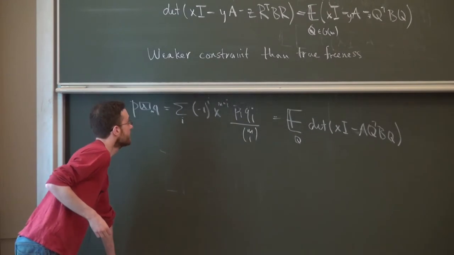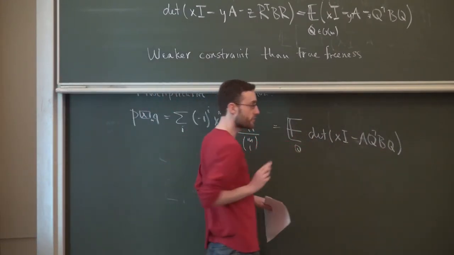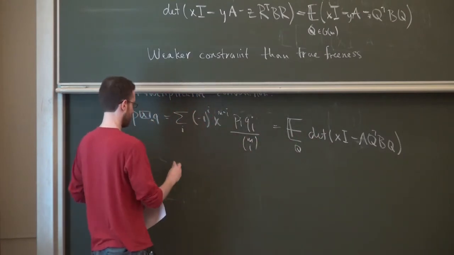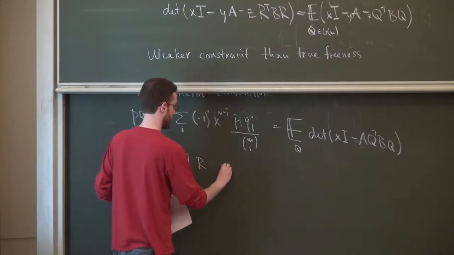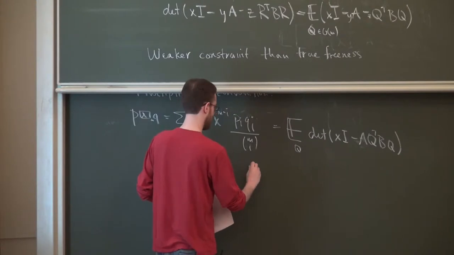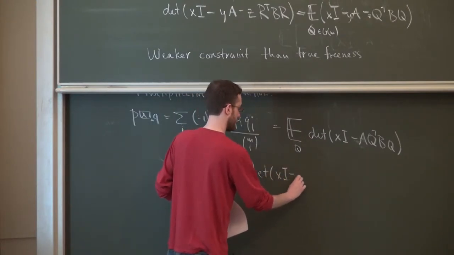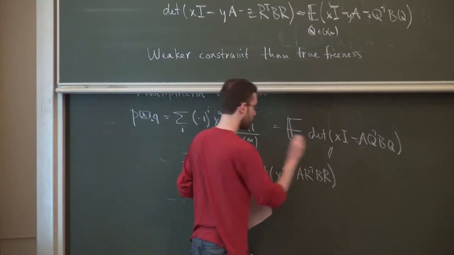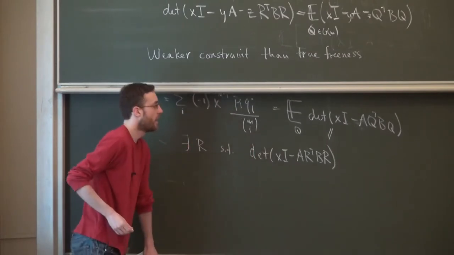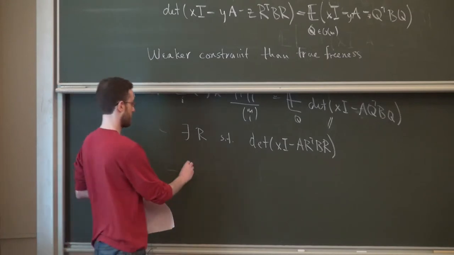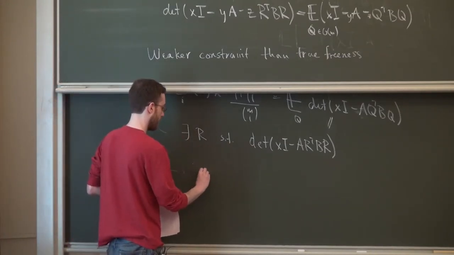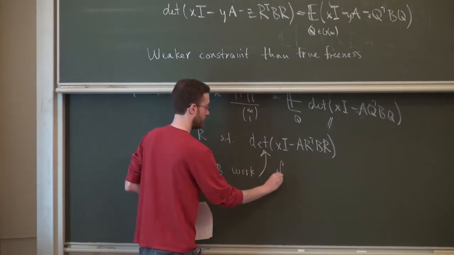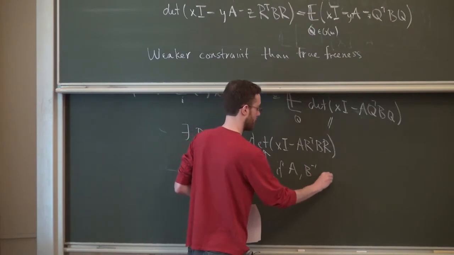And what ends up happening is that you can also show that for a given A and B, there's always a rotation which allows this to be done by an actual matrix. So there exists a rotation such that the determinant of xI minus A R transpose B R equals this. And one sufficient condition for this is that it turns out A and B work here if A and B inverse are M-free.